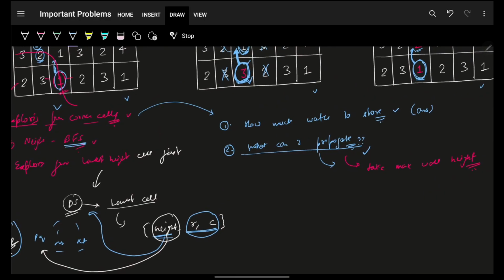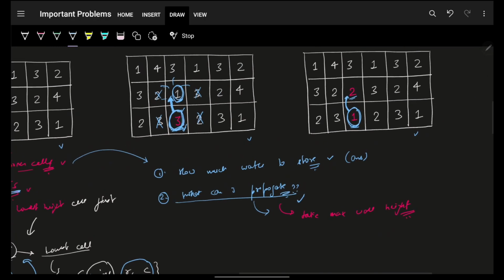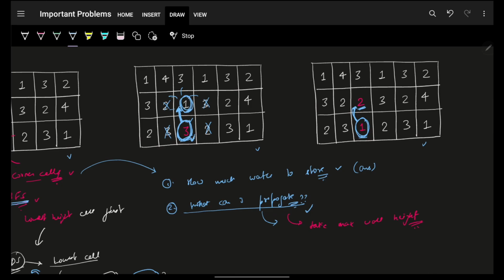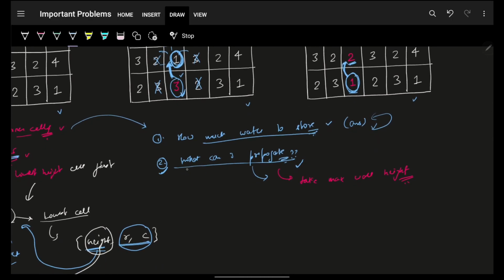I will explore the cells as I find any height which is lesser than me. Like, let's say I am here and I find any height which is lesser than me, and it is not visited, then I can simply get how much water to store and increment my result or the answer. And I will also propagate my height, which is the maximum height I can propagate, to its neighbors.